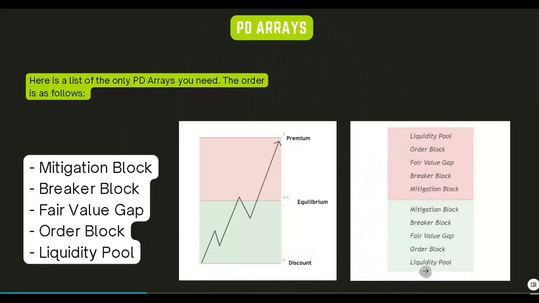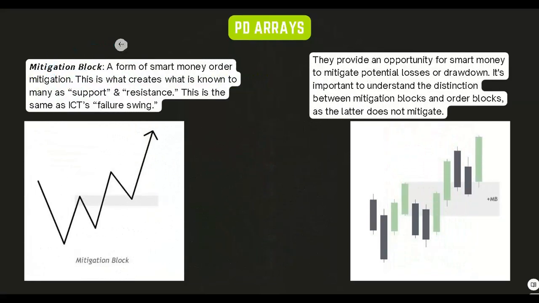And basically, the liquidity pool is either sell side liquidity or buy side liquidity, right? So these are the main PD arrays, and each PD array has its own variation, maybe 1, 2, or 3 variations. For example, we have the fair value gap, and a variation of a fair value gap would be an inverse fair value gap. So now we dive deeper into each and every PD array.